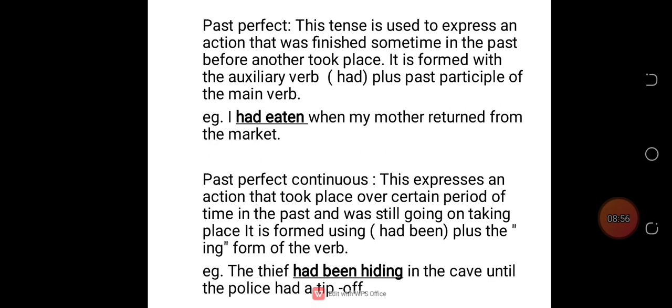It will be difficult if you don't know what a verb is, and you should also know how to change this verb into the continuous form. Very good. So let's look at the example below. The thief had been hiding in the cave until the police had a tip off. Does it make sense?